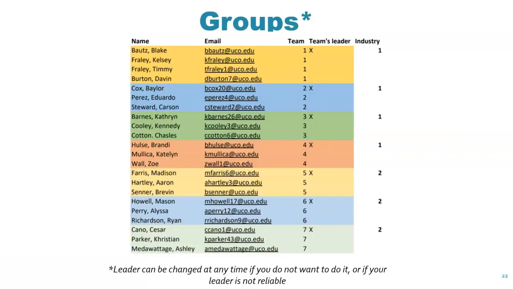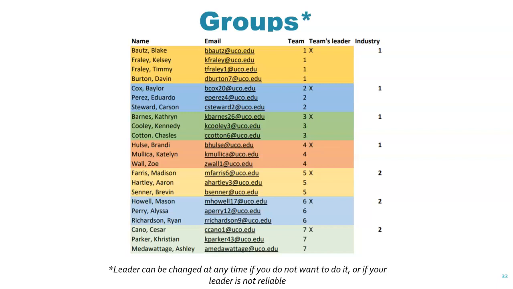So who are your groups? So these are your groups. Mostly I just did this randomly. For the leader, I absolutely just took whoever was the first name, which was kind of alphabetical, and made them the leader.